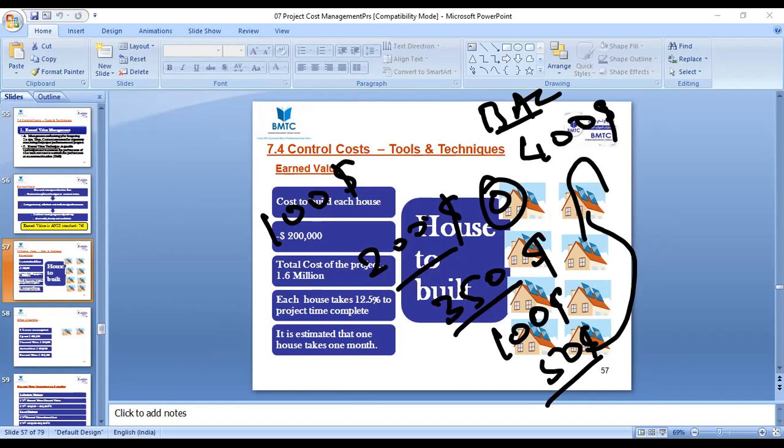You are revising your BAC. We can call this one a revised baseline, right? So all the revised baseline is called an EAC. Okay. Is it clear or not?